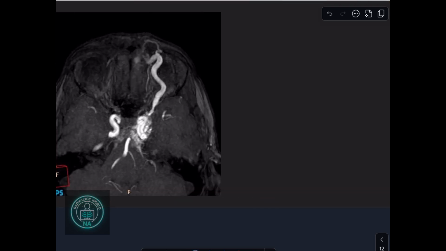Moving towards our next spotter image. This is a very important image, and this is very commonly tested in FRCR examinations as well as in the long cases of radiology residency examinations. You can see that this is an axial image through your brain, and this is an angio image.